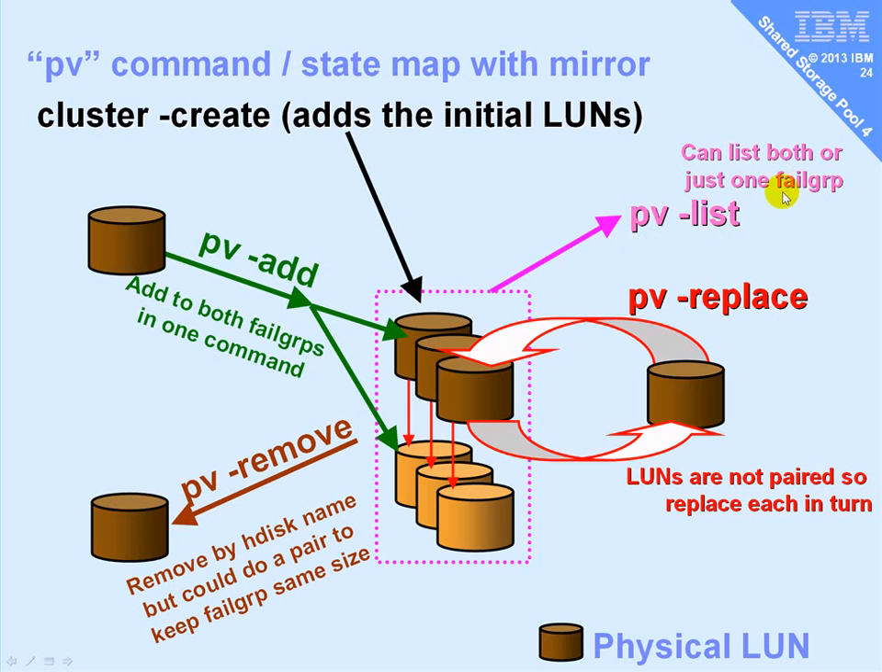The PV list in here, just to highlight the fact that you can list all the disks from one failure group or from both failure groups if you want. PV replace: because we've already said that the LUNs aren't paired up, we don't need to do a replace of two LUNs at the same time. You might as well just replace each of them as you go if you want to move the storage pool. The remove, again, we can remove a pair of LUNs, one from each of the failure groups. If we want to do that, that would actually make sure that the two failure groups stay the same size.